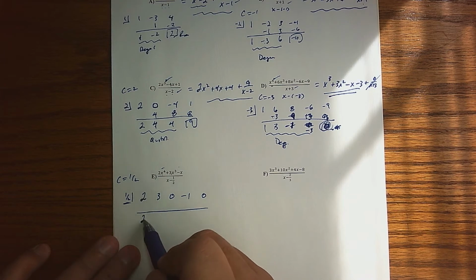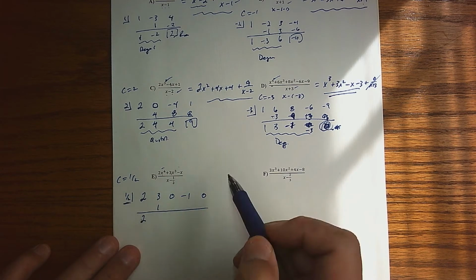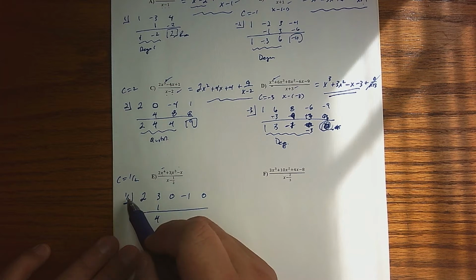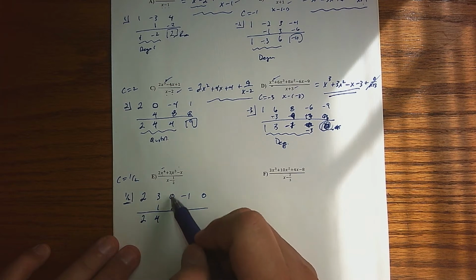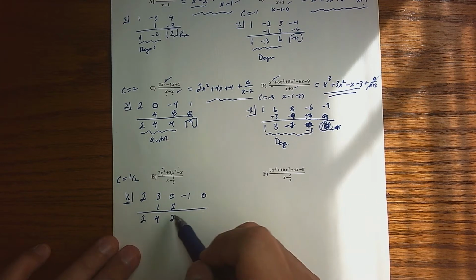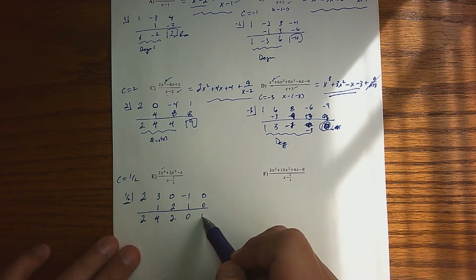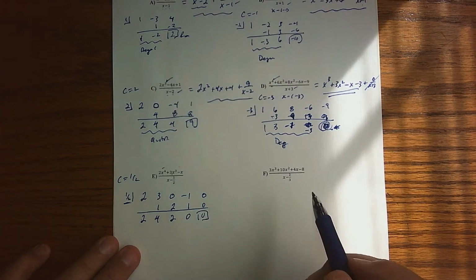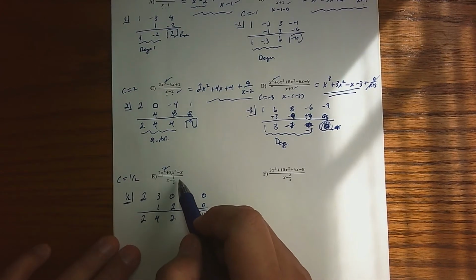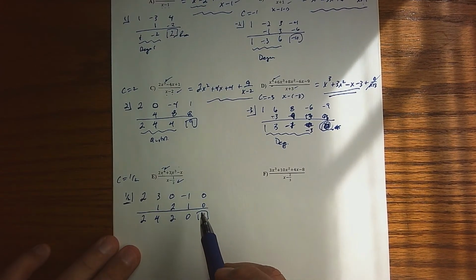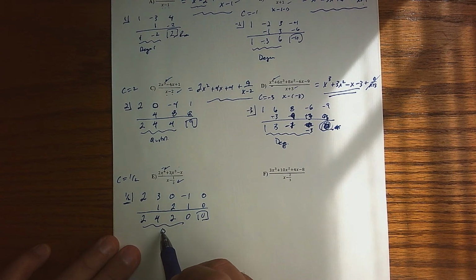So bring the 2 down, half of 2 is 1, bring it up, 3 and 1 is 4, half of 4 is 2, adding we get 2, half of 2 is 1, adding we get 0, and 0 and 0. So there's our remainder, and since I took a fourth degree and divided it by a first degree, what you're looking at there is degree 3.